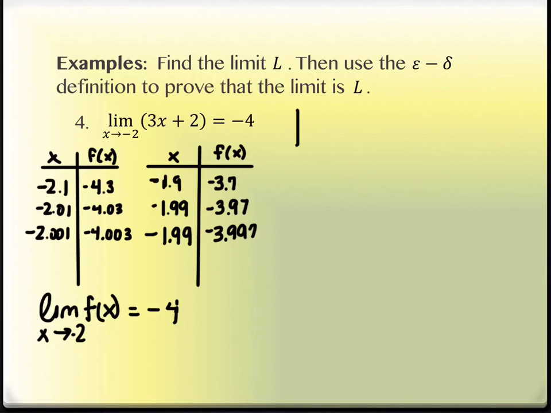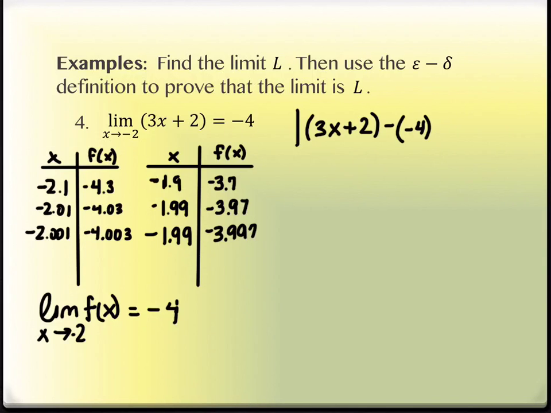All right, so inside of our absolute values, what's the first thing we write with our delta epsilon proofs? Yeah, the function that we're given, the equation we're given. So it's the 3x plus 2. Do you remember what you put next? Minus the value it's approaching, and that's the value we just found. So this one will be minus a negative 4.